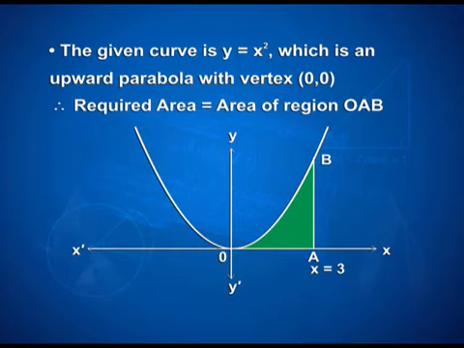The given curve is y is equal to x square, which is an upward parabola with the vertex at the origin 0, 0. Therefore, required area is equal to area of the region OAB. Here x is equal to 3. The area which is shaded is to be calculated.